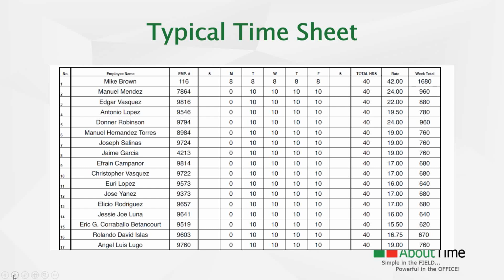If you look at these individuals, you see the days of the week, you see the employee names, you see the employee numbers, you see their rate of pay, you see their total hours worked. You see broad brushstrokes of hours for each employee. You see for Mike Brown, the supervisor, he's got 8 hours every day that week. You see for Manuel Mendez, and for all of those guys down below, 10 hours per day, right?